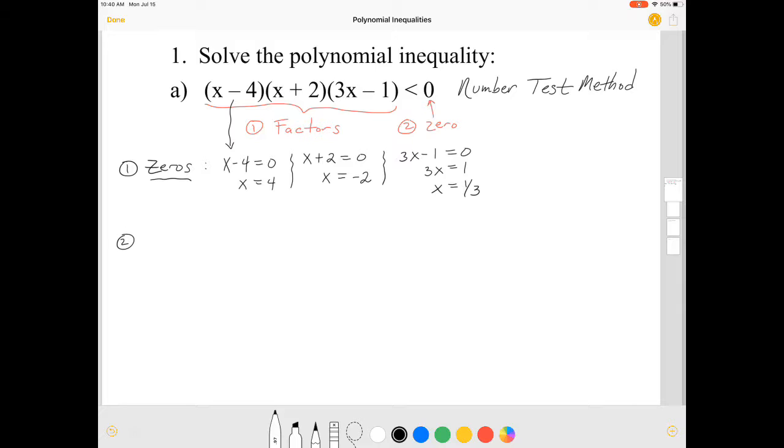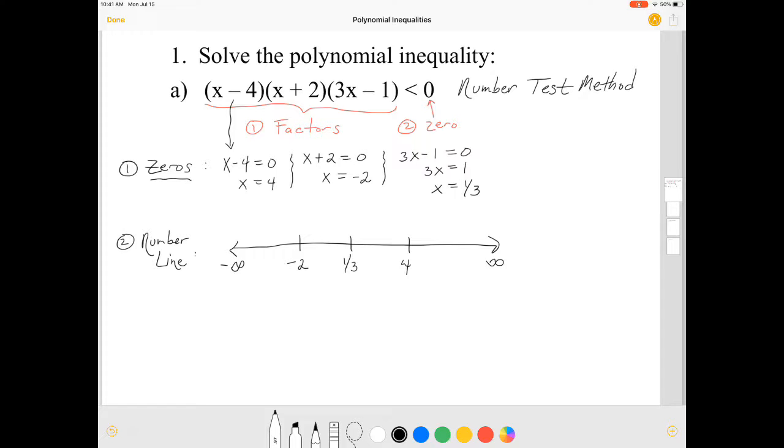And now the next step, which is really the last step, but it involves a little bit of work, is the number test. And in order to do that, you need a number line. So now we're going to set up a number line as straight as I can get it. I'm going to put the infinity symbols on each end of the line, because they may be useful. And then I found 3 zeros in step 1. I'm going to put those on the number line in order. So x equals negative 2, followed by 1/3, followed by 4.